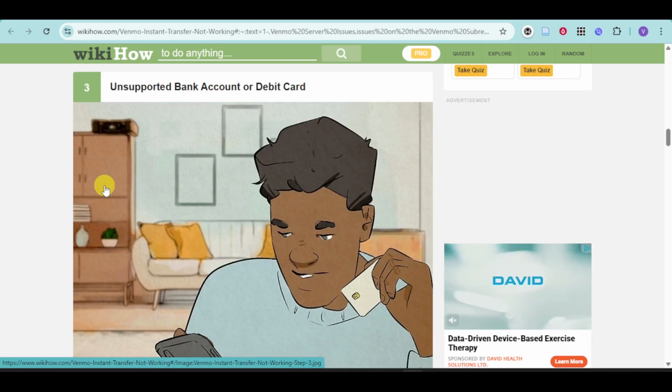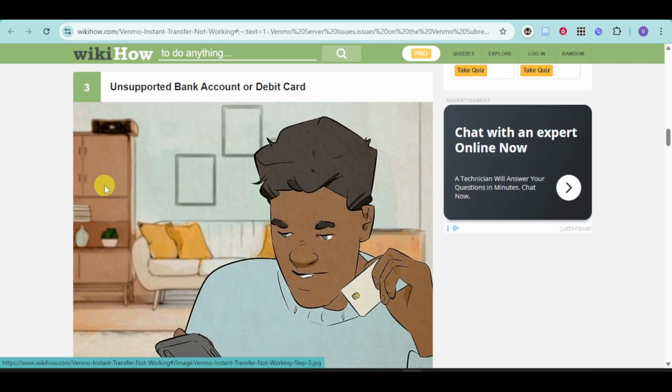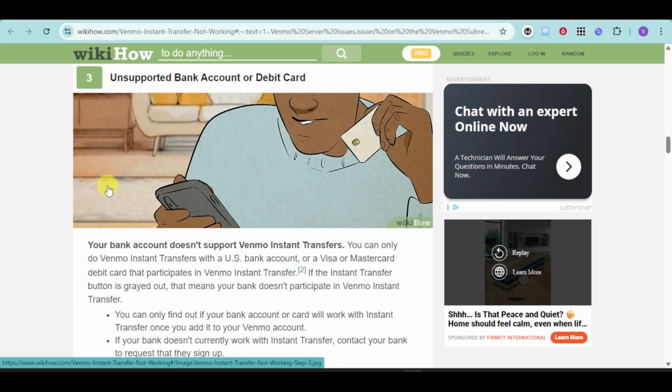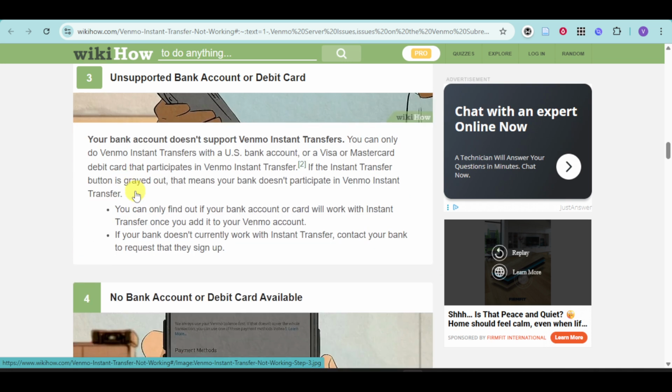Now, if your actual problem is because you have an unsupported bank account or debit card, you need to head over and make sure that you do instant transfers with a US bank account only or a Visa or MasterCard debit card that participates with Venmo Instant Transfer. If it doesn't participate, you won't be able to actually send it.